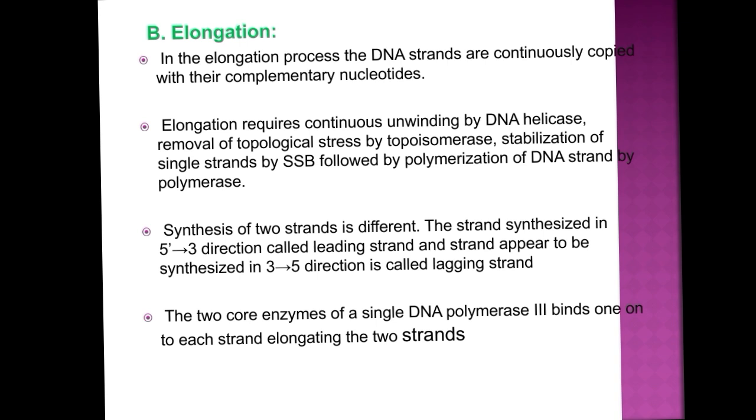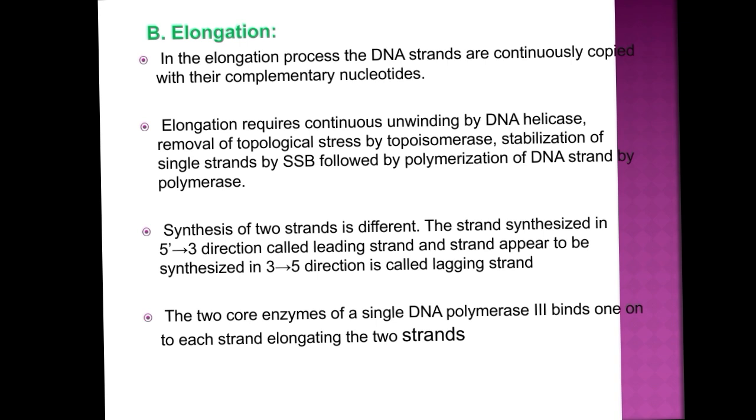Next one is elongation. In the elongation process, the DNA strands are continuously copied with their complementary nucleotides. The elongation requires continuous sealing by DNA ligase, removal of topological stress by topoisomerase, and stabilization of single strands by SSB protein, followed by polymerization of the DNA strand by polymerase. This results in the synthesis of two different strands.